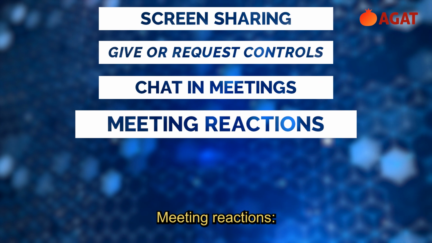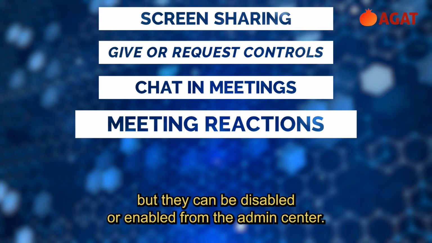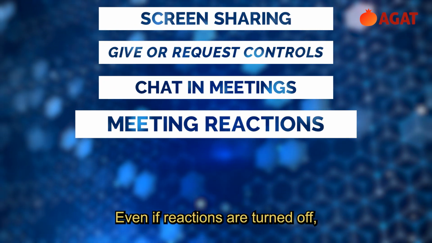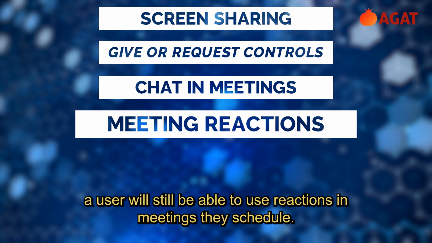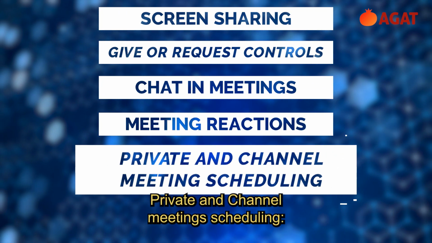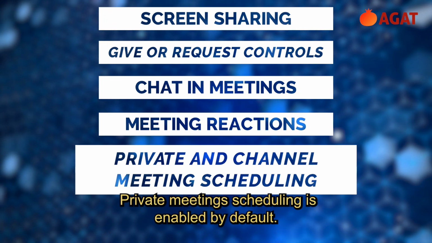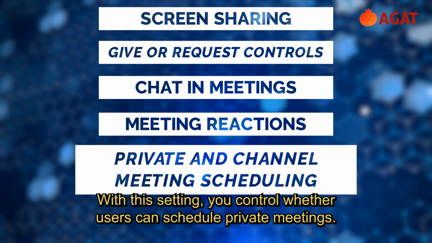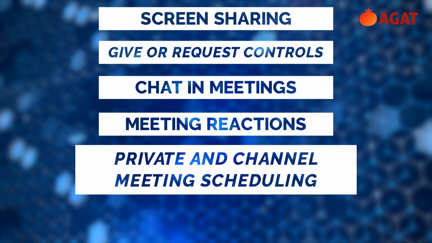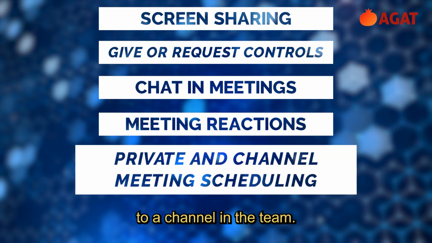Meeting reactions. Reactions are enabled by default, but they can be disabled or enabled from the admin center. Even if reactions are turned off, a user will still be able to use reactions in meetings they schedule. Private and channel meeting scheduling. Private meeting scheduling is enabled by default. With this setting, you control whether users can schedule private meetings. Remember, a meeting is private when it's not published to a channel in a team.